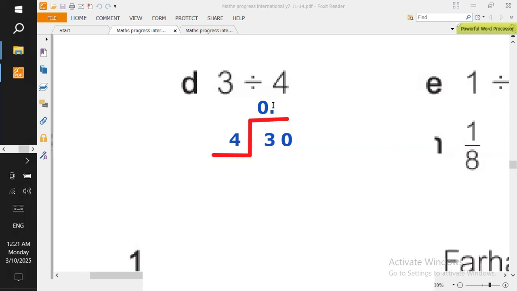The closest one to 30 is 28, which is 7 times 4. So this one will be 28. Now we subtract them. 30 minus 28, we will get 2. Okay, let's put it like this. Now we can't divide the 2 by 4, but we can put 0 next to the 2. We already have the decimal point. It will become 20. 20 divided 4 is going to be 5. 5 times 4 is going to be 20. And then when you subtract them, you'll get two zeros.